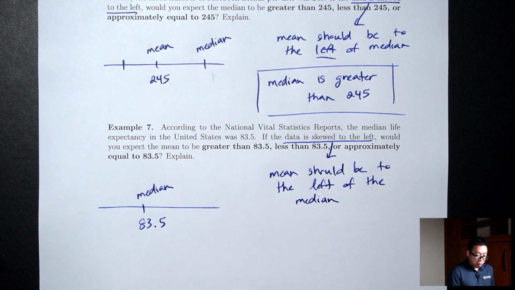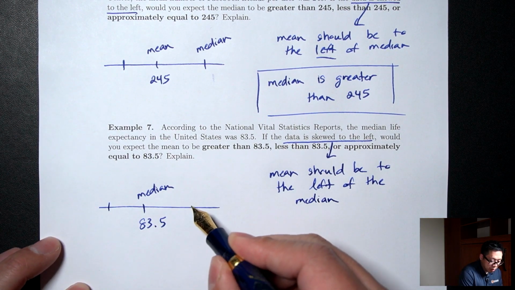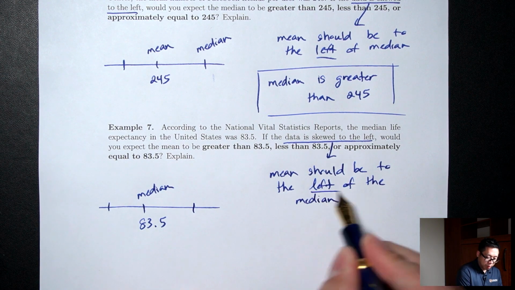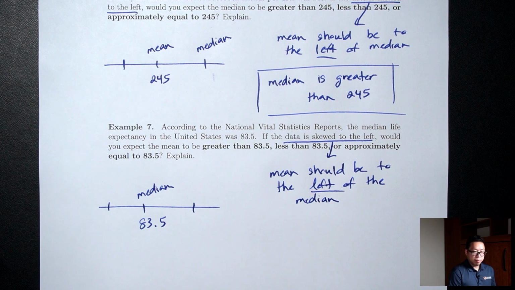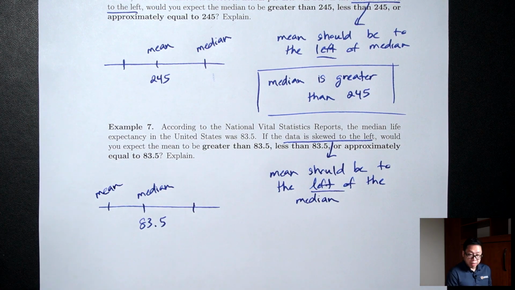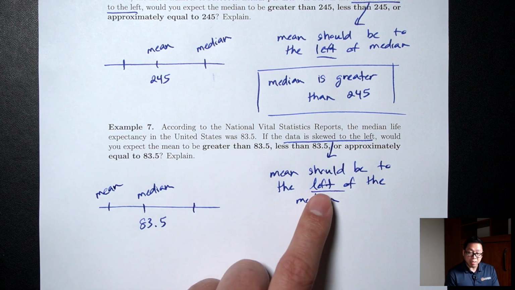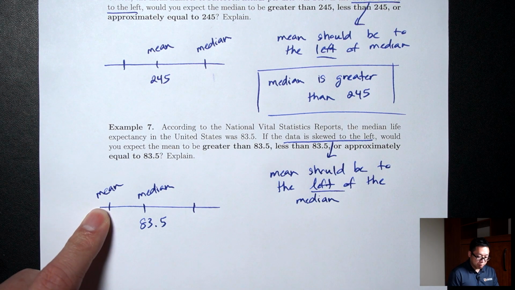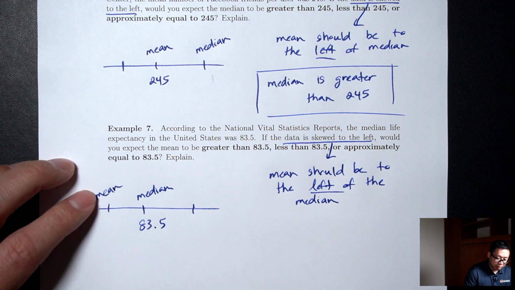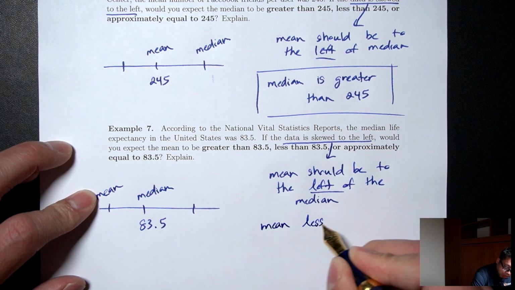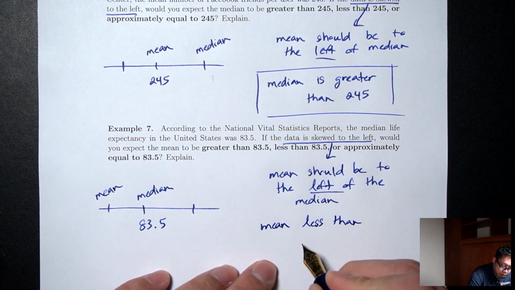And now the question is, where should you put the mean? Here or here, so that it is to the left of the median? Well, you would put it right here. Okay, if I do that, then the mean is to the left of the median, exactly like I want it. And now what does this mean? This means that the mean is less than, because it's to the left. So being to the left means you're less than. The mean is less than 83.5.